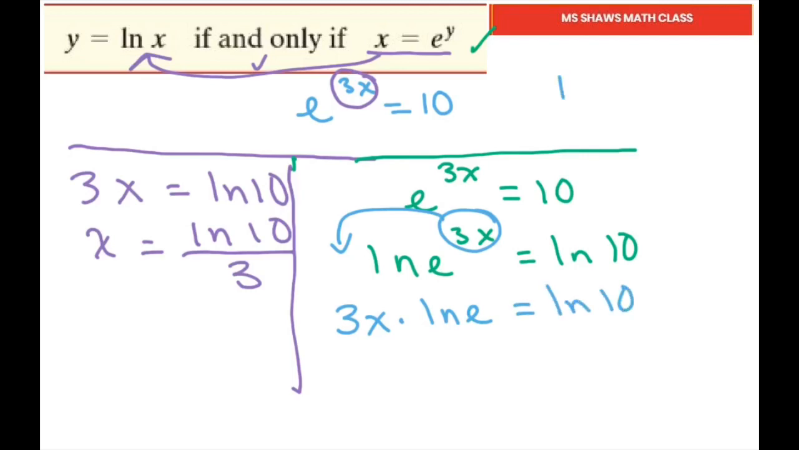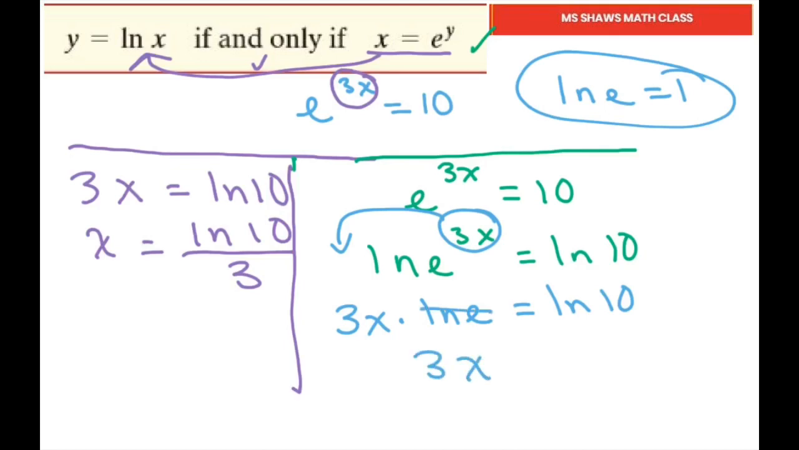Then you should know that ln of e equals 1. And then basically that cancels out, so we have our 3x equals ln of 10. And then x equals ln of 10 over 3. This method is the reason why this formula works. So if you're not comfortable with the formula, just take ln of both sides and use your power property.